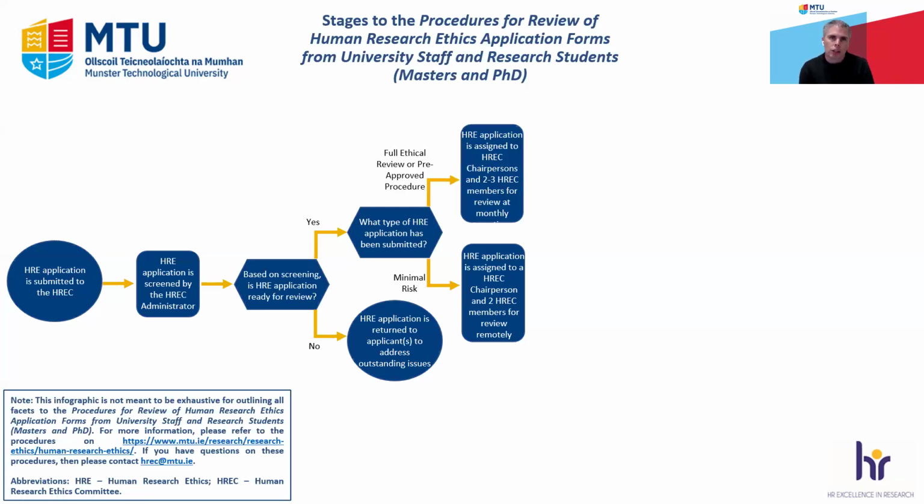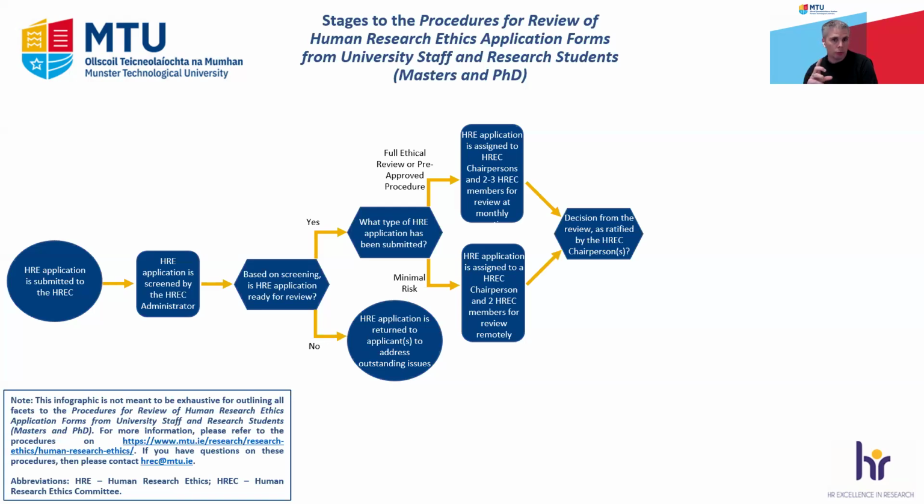When it comes to applications that would be full ethical review, or maybe you're looking to get a pre-approved procedure up and running at the very start, that is reviewed at the monthly meeting. I'll share the dates of the monthly meetings in a couple of minutes. When it's reviewed in the monthly meeting, the two chairpersons review the application, and it's assigned to two to three members as well. At a monthly meeting, every member has the right to give an opinion on the application, but it's assigned to two to three members, who would be experts in the area, to give a really in-depth review.